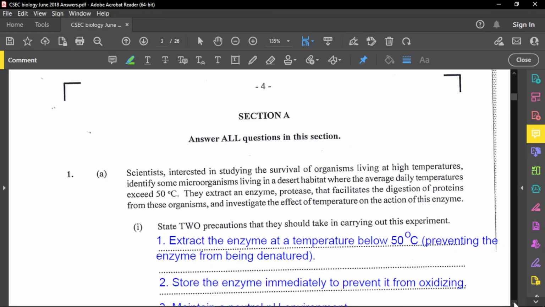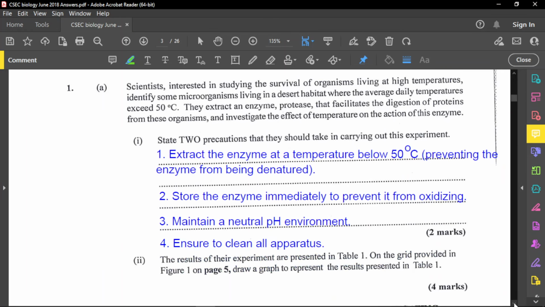One of those precautions is to extract the enzyme at a temperature below 50 degrees Celsius, and this is really to prevent the denaturing of the enzyme. Another one could have been to store the enzyme immediately to prevent it from oxidizing. And of course, if enzymes are oxidized, then their nature will also be changed.